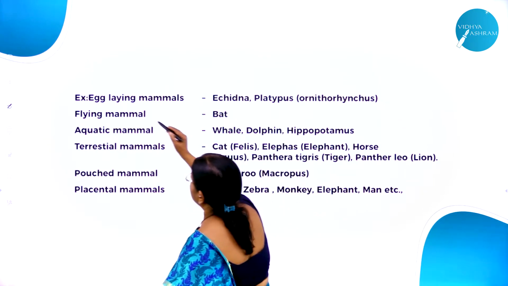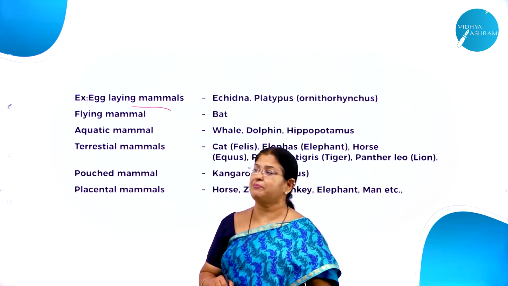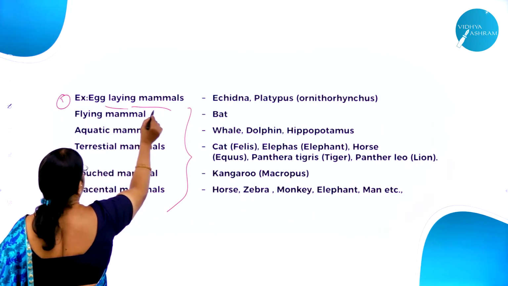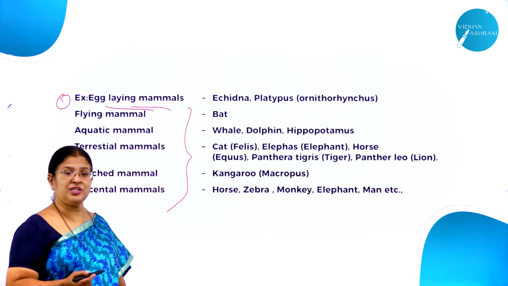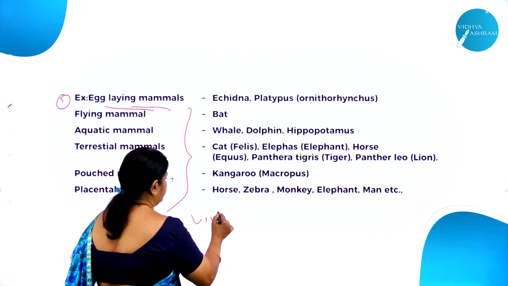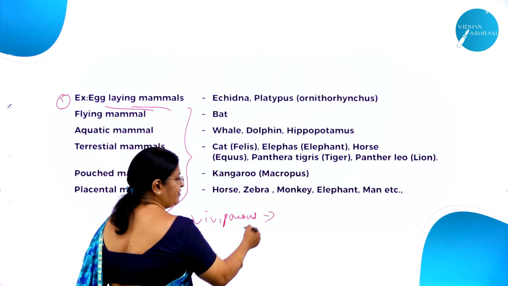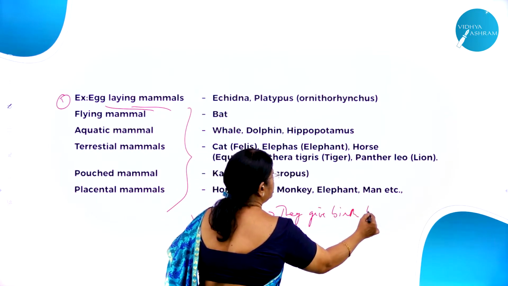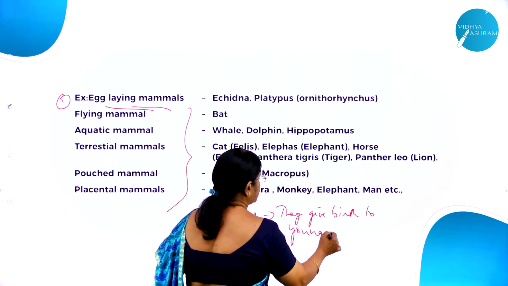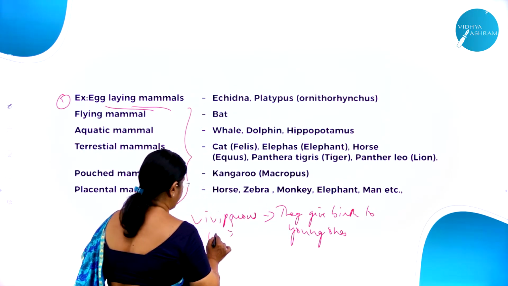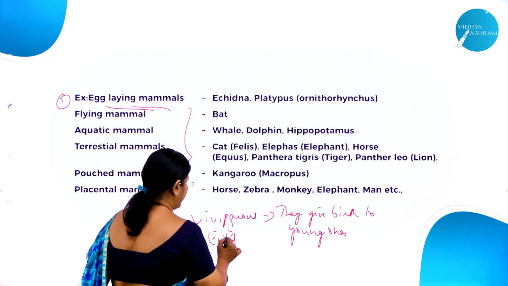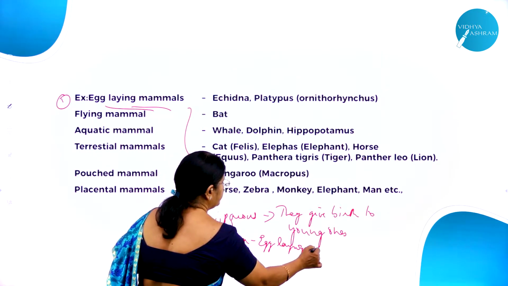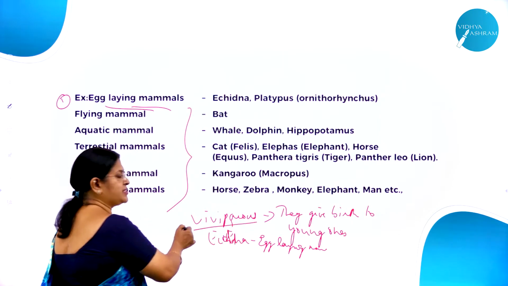Moving on to the examples. We can classify the mammals into different types. The first one is the egg-laying mammals. Usually mammals are viviparous, that is, they give birth to young ones, except for echidna, which is an egg-laying mammal. So usually the mammals are viviparous.